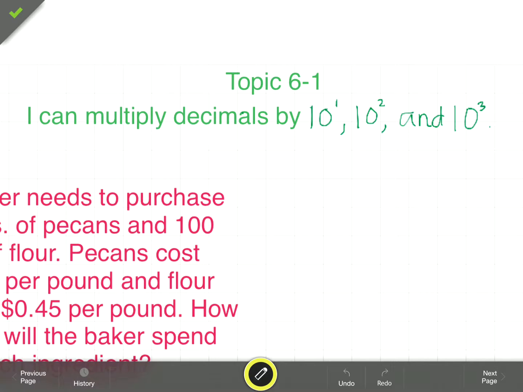Today we are starting topic 6-1. You know how to multiply by 1 and 2-digit numbers. Today you're going to learn a shortcut for multiplying decimals by 10, 100, or 1000, or as we also know in exponential form, 10 to the first power, 10 squared, and 10 cubed. Let's take a look at our problem.